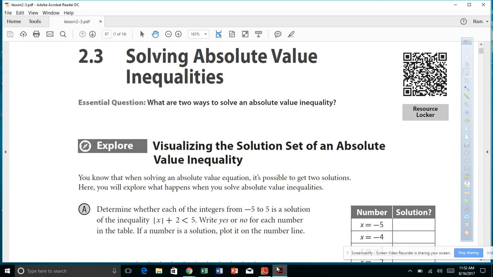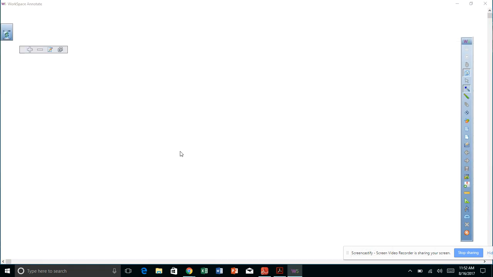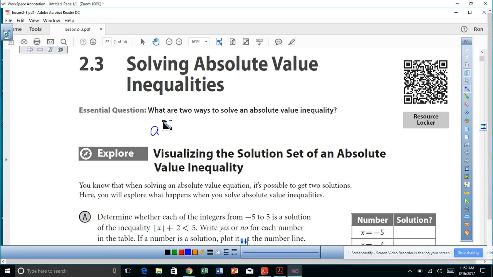Lesson 2.3, Solving Absolute Value Inequalities. What are two ways to solve an absolute value inequality? Algebraically and graphically. So we'll see. Algebraically or graphically. All right, those are the two ways.